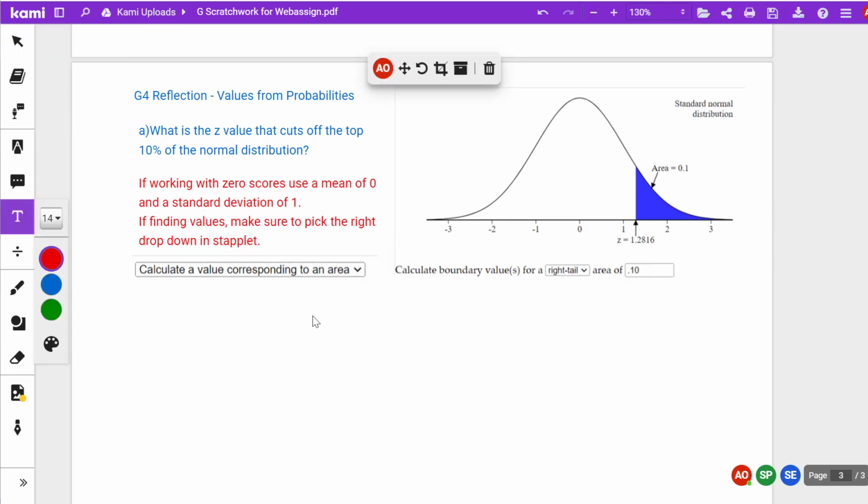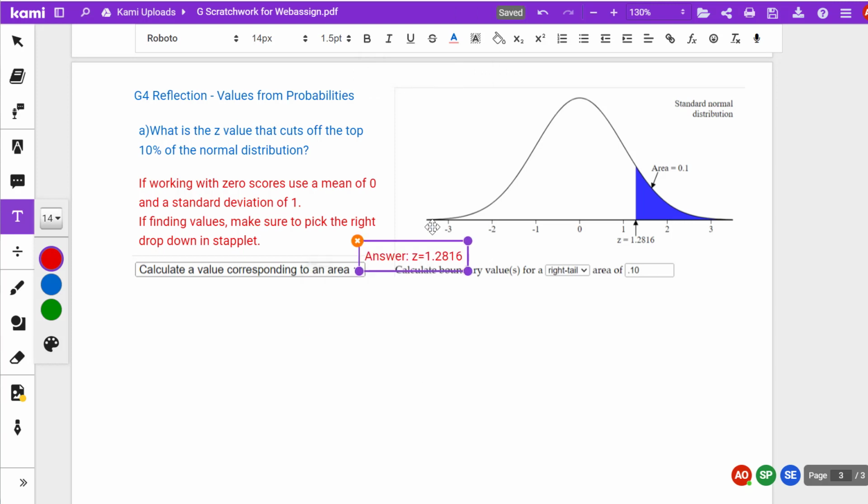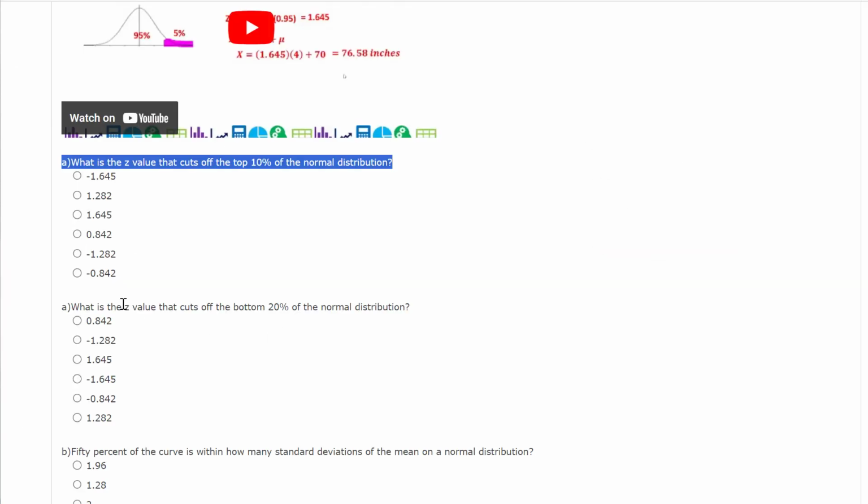Okay. So we can see that in this case the answer is 1.2816. And there might be some rounding stuff going on and things like that. So that's right there. So it gives it to you in this area right there. Okay. So let's go change that to 1.2. That's roughly that area.